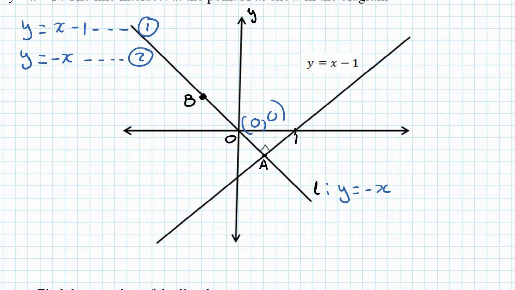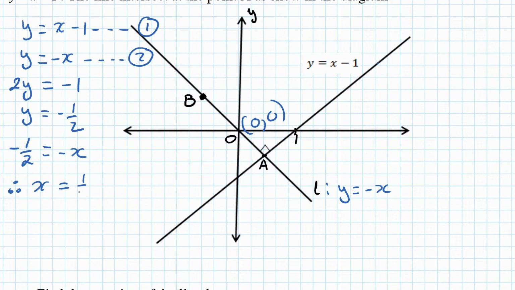If I add them together, this means 2y equals -1, so y must be -1/2. Now I substitute the y value into equation number 2, which means -1/2 is equal to -x. So therefore x must be equal to 1/2. So A is (1/2, -1/2). This is A, so I just write it here: 1/2, -1/2.